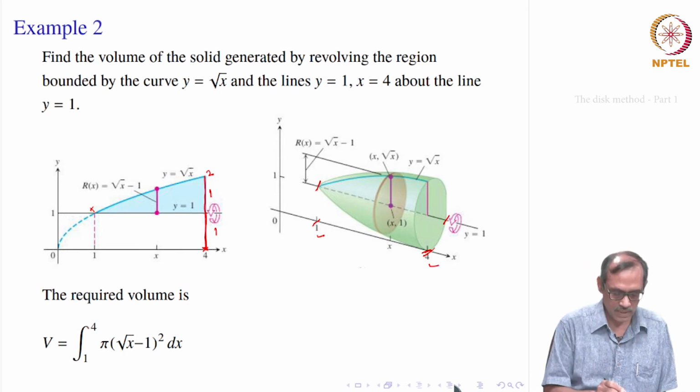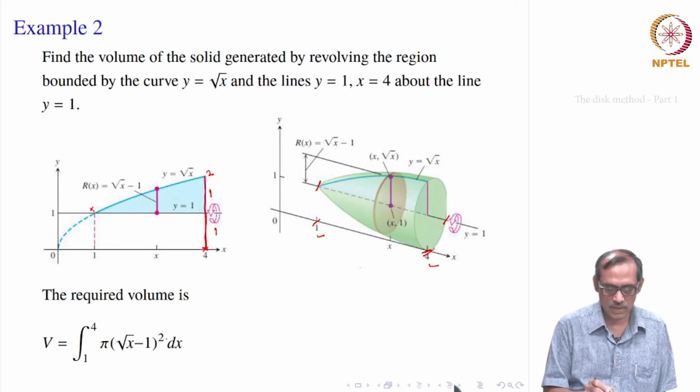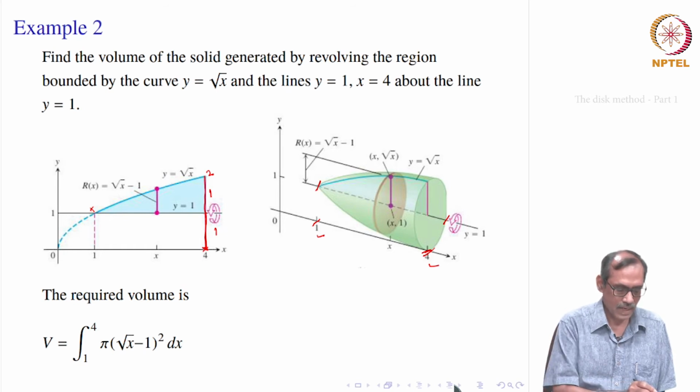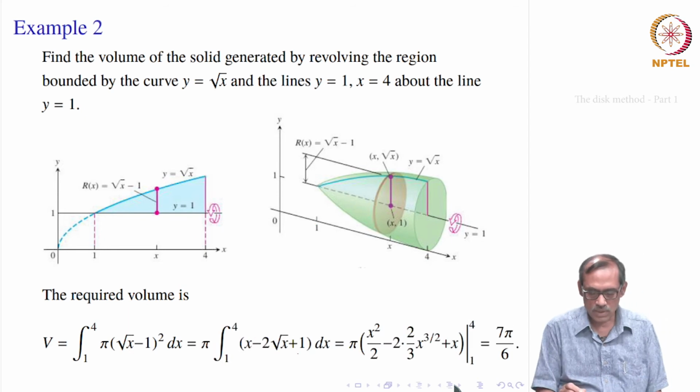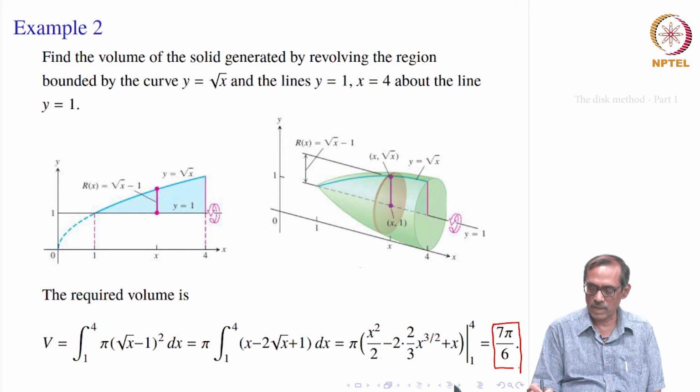Therefore, volume equal to integral 1 to 4 pi times root x minus 1 whole square dx, and now it is a matter of integration. We expand this: pi goes out, root x minus 1 whole square equals x minus 2 times root x plus 1, and its integral is x square by 2 for x, 2 by 3 x to the power 3 by 2 for root x, and x for 1. So this is the correct expression. It has to be evaluated at 1 and 4 and then subtracted. After simplification you would obtain the volume to be 7 pi by 6.